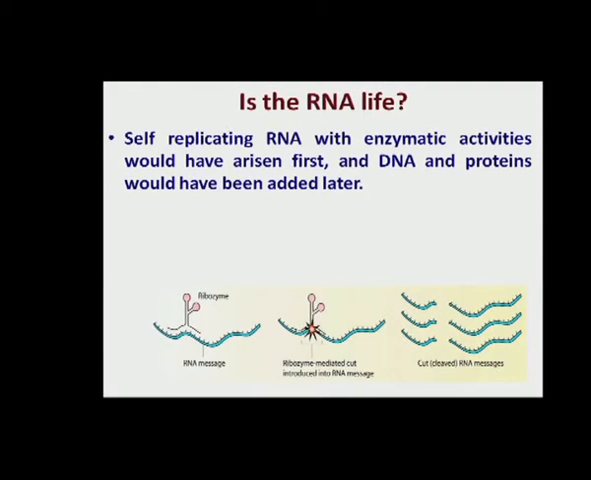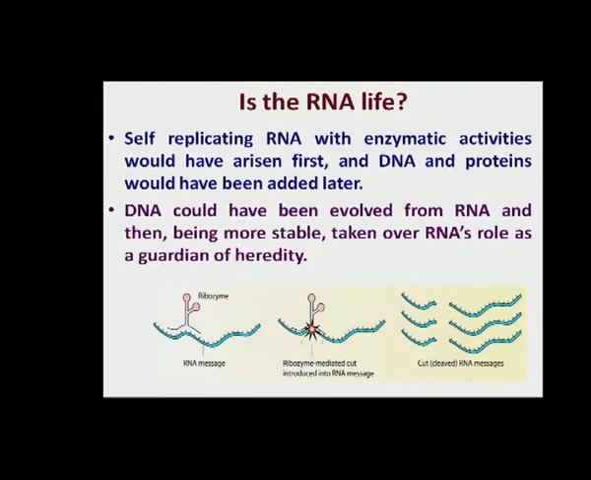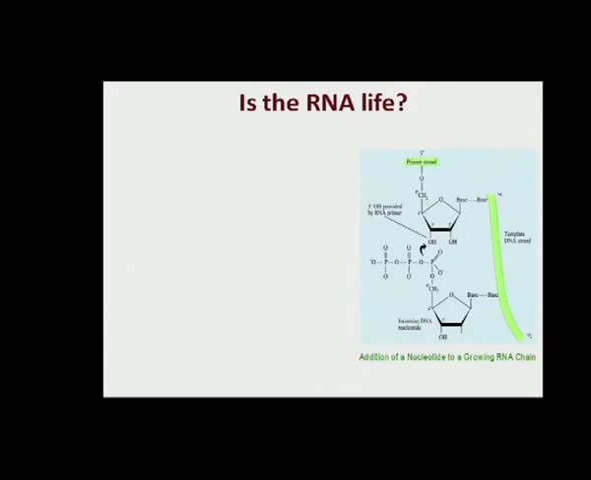So people thought that RNA would have arisen first, and then DNA and proteins were added later. Because DNA is a stable molecule containing double strands in its structure, DNA could later have taken over the function of RNA and become the guardian of the heredity molecule. Let us see whether it is possible at that prehistoric age of Earth. If you see the structure of the RNA molecule, RNA contains ribose in its structure, which is a sugar molecule.